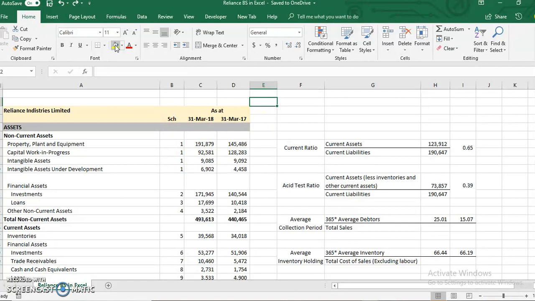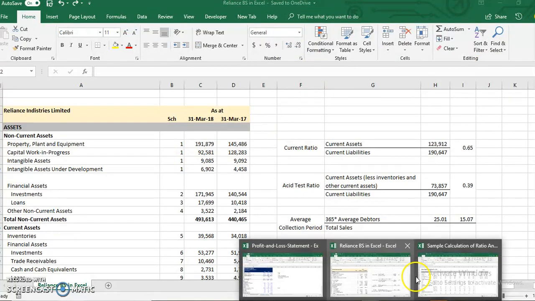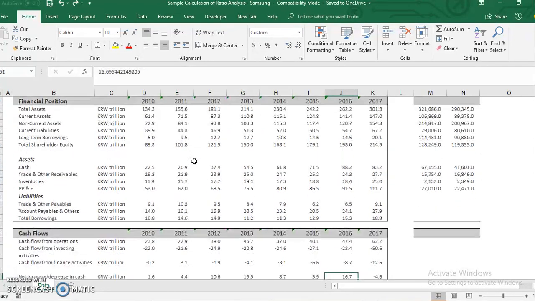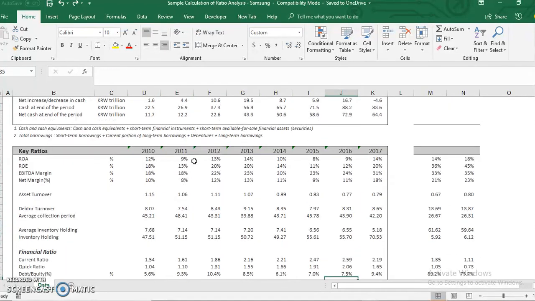In the next video, sorry, not next video, my mistake. We can look at a comparable balance sheet, comparable ratios. Now this is a ratio analysis of Samsung and Apple. Here we have ratios from 2010 to 2017, different ratios of the companies. Here you will see I have calculated the key ratios.